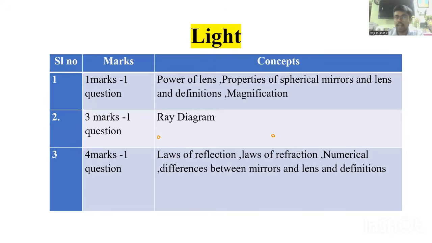Light chapter, big chapter, light chapter. 1 marks, 3 marks, 4 marks. 3 marks 100% ray diagram. I thought everyone would definitely get the ray diagram. Ray diagram is very important. Next, 1 marks, obviously some mirrors, some definitions they might ask, some high order thinking questions they might ask.